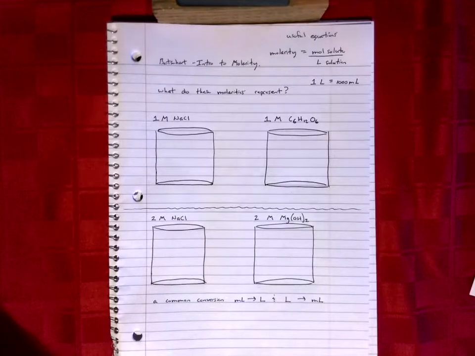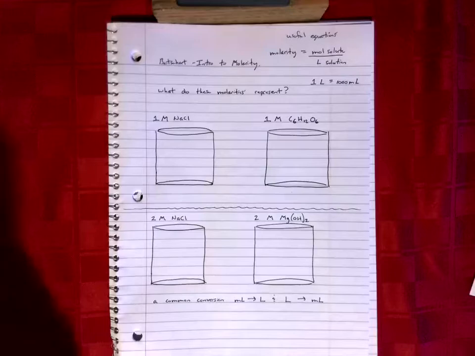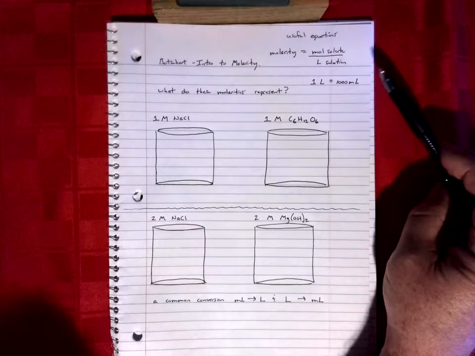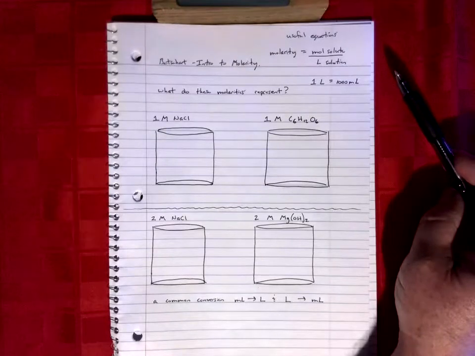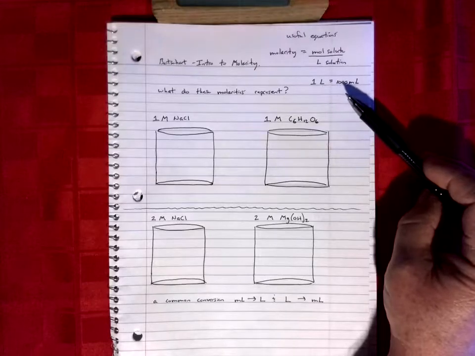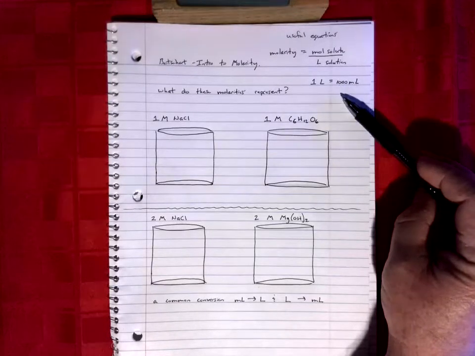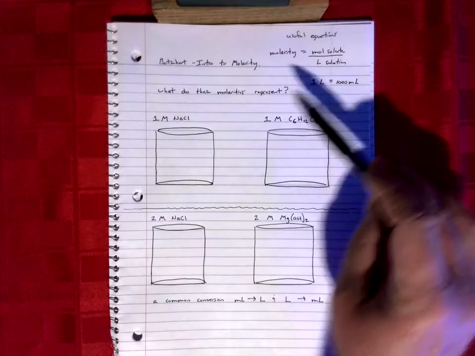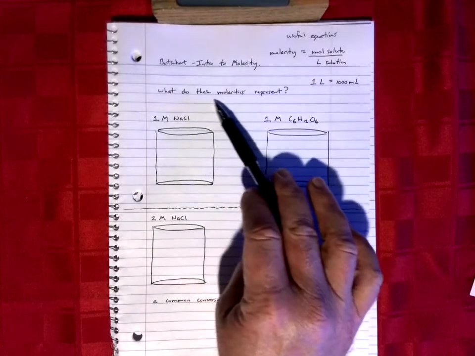So, useful equations. You have molarity. The definition: it's moles of solute per liter of solution. That's the key thing here. And then we have another useful equation when dealing with molarity, because oftentimes we're going to convert between milliliters and liters. We know that there are 1,000 milliliters in 1 liter. So the biggest question to me is, what do these molarities represent?